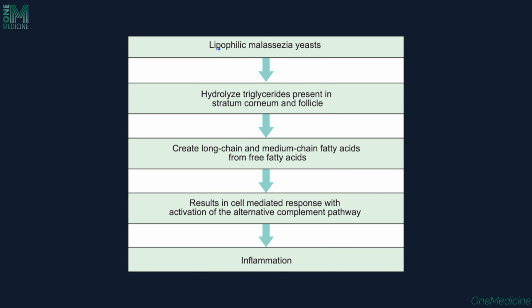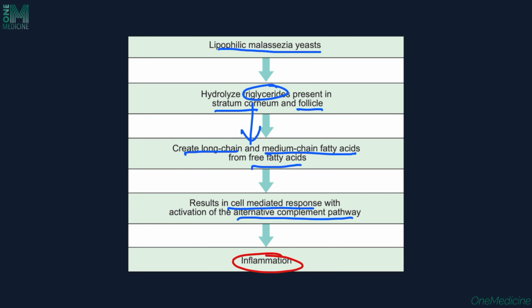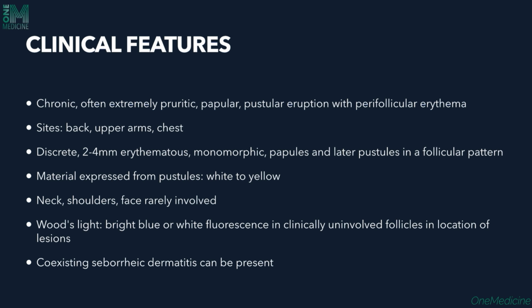The lipophilic Malassezia yeasts will hydrolyze triglycerides present in the stratum corneum and the follicle to form long chain and medium chain fatty acids from free fatty acids. They result in cell-mediated immune response activation and also the alternate complement pathway, which will finally cause inflammation seen in the follicles. Clinically, we see chronic extremely pruritic papules or pustules, and perifollicular erythema is also present.